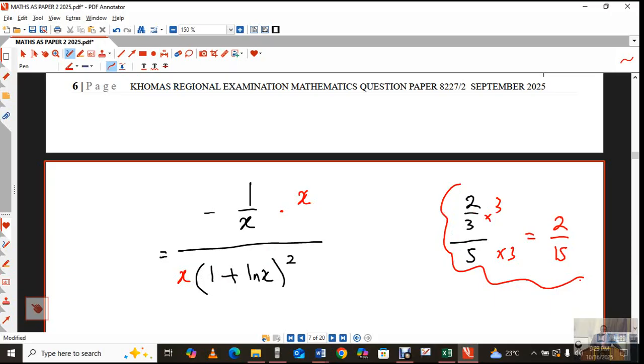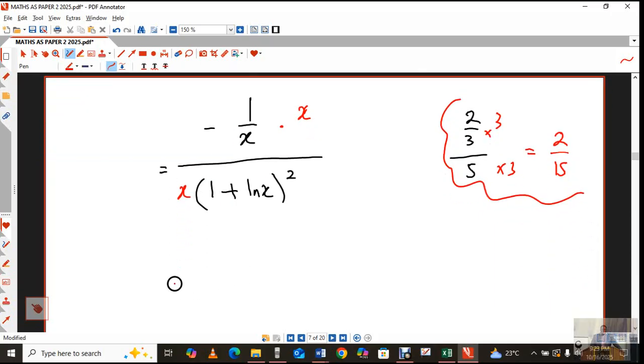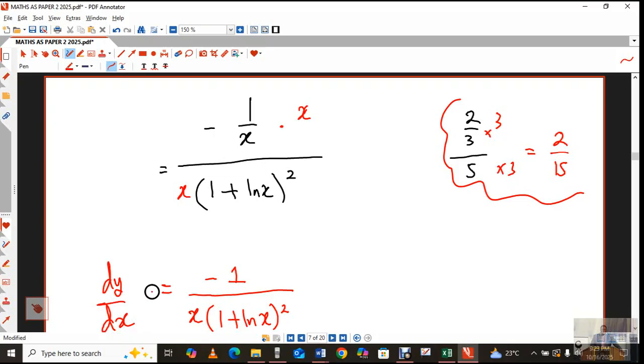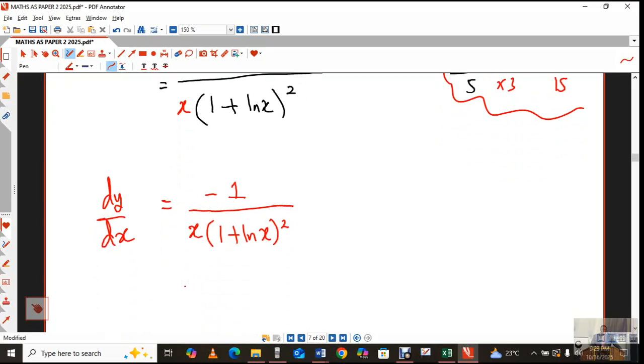So eventually the x's cancel there, leaving me with negative 1 over, okay, that negative looks like it's social distancing from the answer that I'm looking for. Negative 1 over this x here, and in brackets 1 plus the natural log of x all squared. This is dy dx. Now we are not done because it's a 5-mark question.